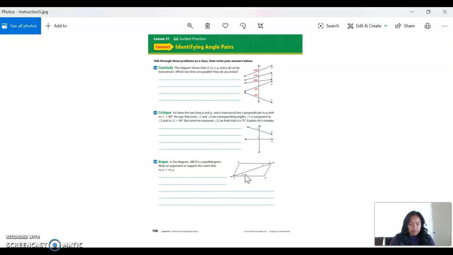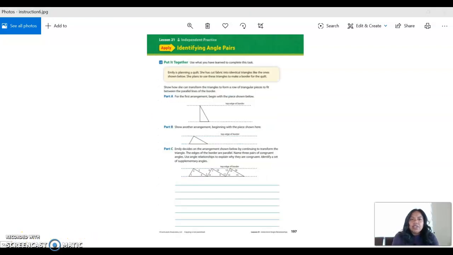We look at the vocabulary we talked about in the last few days. How are these angles related to one another? They're on opposite sides of the transversal, and we call that alternate. They are on the inside of the parallelogram, so interior. So these are alternate interior angles. And what's significant about alternate interior angles?